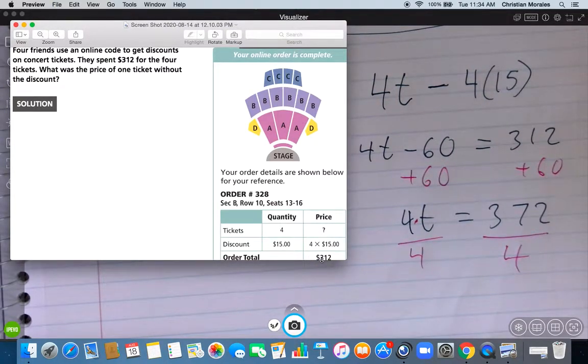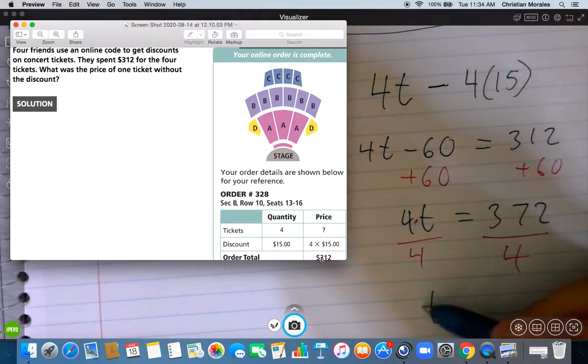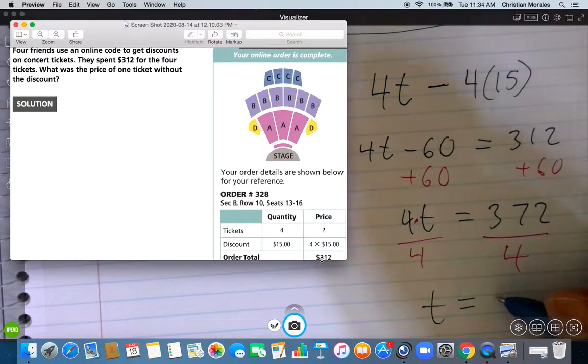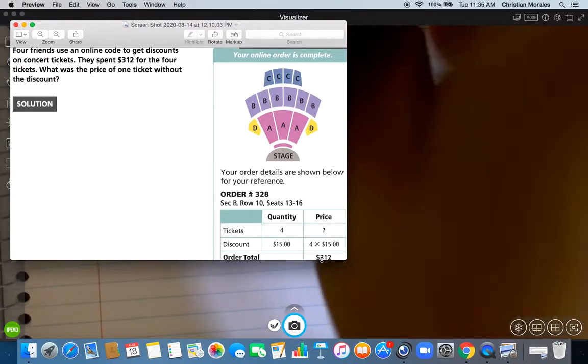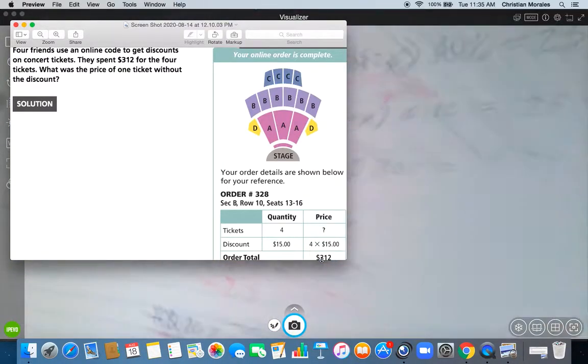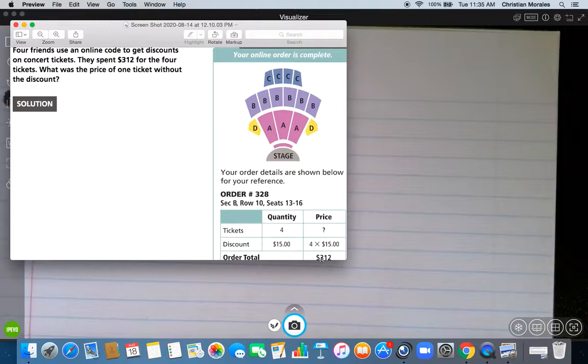Divide that by 4, I get 93. I'm using the calculator right now. Sorry, just to save time, I'm not showing it on the screen, but you can use your calculator. Each ticket is $93. That's what that question was. Okay, last one. Last question for today.